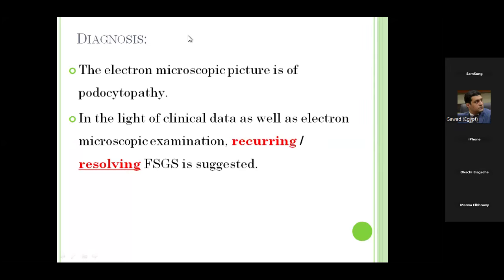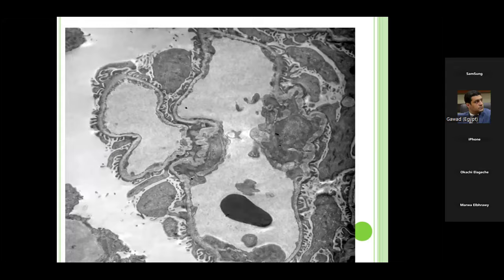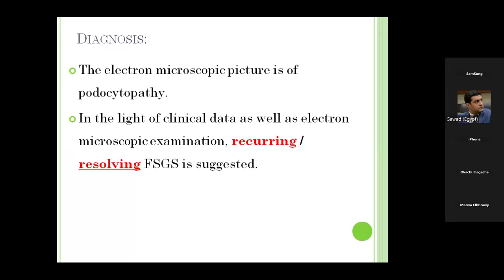So it's not the scenario that we were looking for. We were looking for diffuse effacement because the proteinuria recurred in a known patient of primary focal segmental glomerulosclerosis. The electron microscopic picture here is of podocytopathy, but it's not the diffuse effacement that we were hoping to find. In the light of the clinical data, as well as the electron microscopic examination, this focal segmental glomerulosclerosis is either recurring, where effacement will increase later on, or resolving.